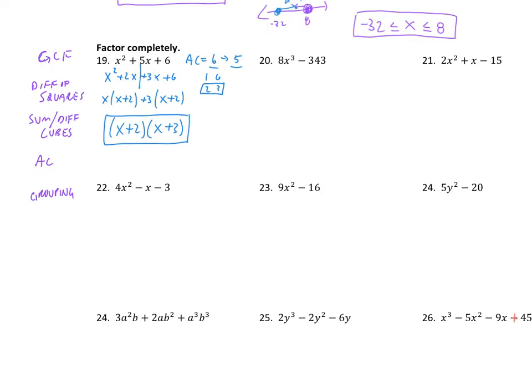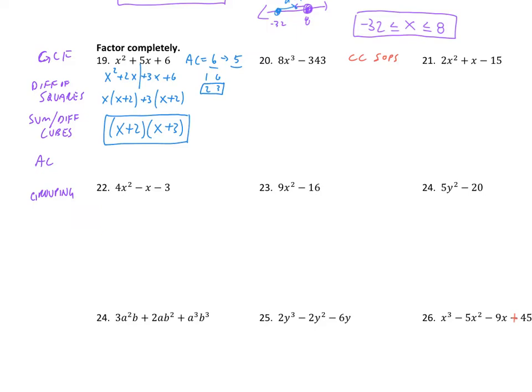See on number 20, I'm seeing 2 terms. 8 and 343 don't have anything in common. I noticed that there's a cube there with the subtraction. This is a difference of cubes. This is going to be a CC-SOPs problem. So you guys have a list of perfect cubes on one of your worksheets. You might want to find that.